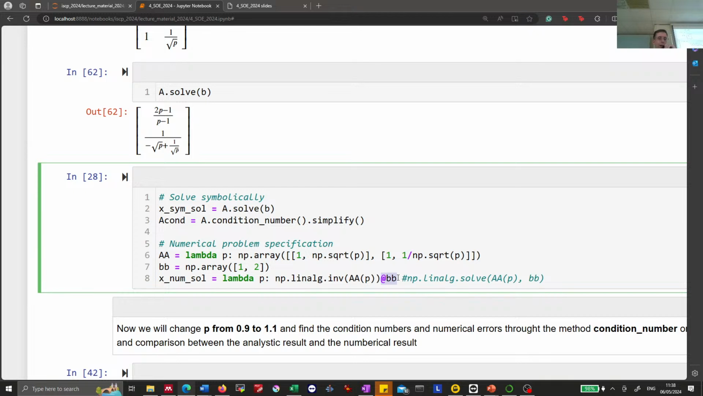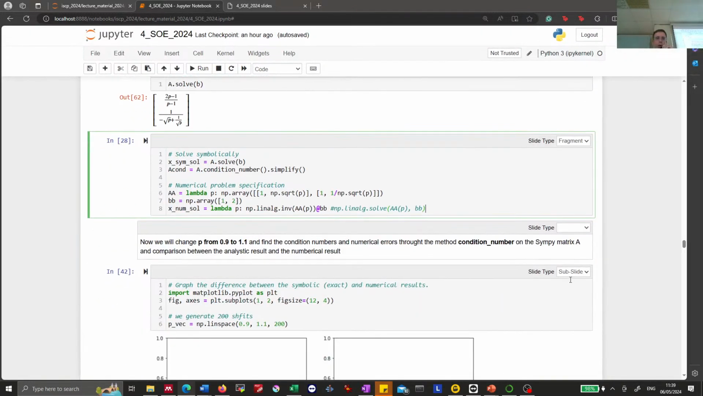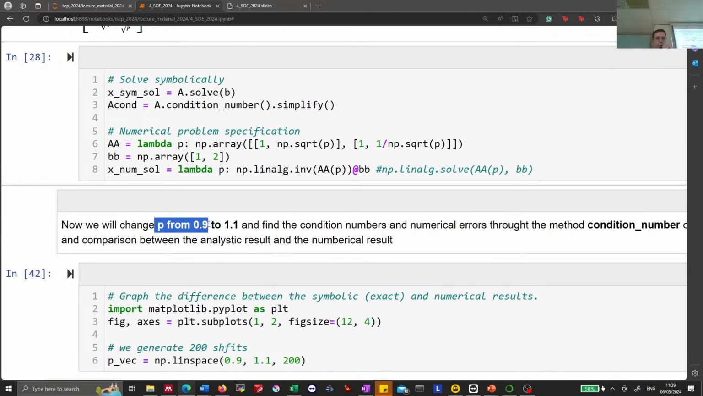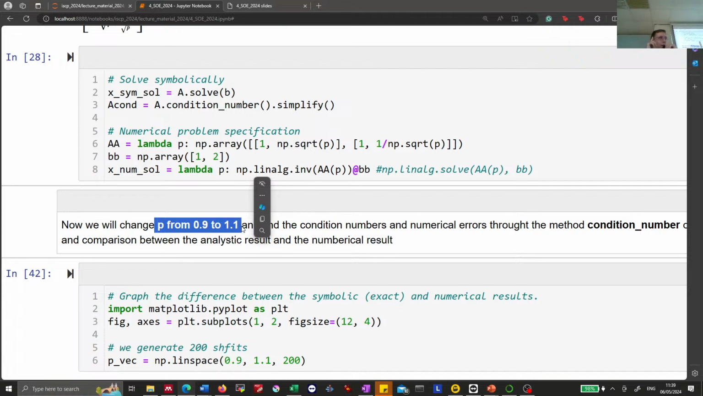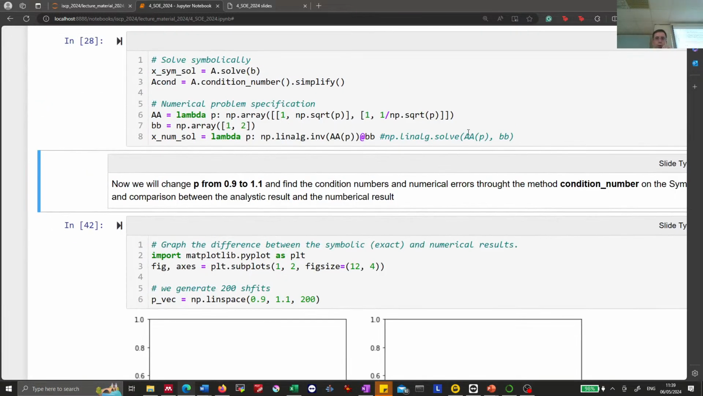So far so good. So X equals the inverse of A, this part, times B. Alternatively, you also can use NumPy linear algebra solve, also works. So you have two options here, either this or solve in NumPy. Now the values for P, we will scan from 0.9 to 1.1. And the critical part is where P equals 1, because then we have linearly dependent vectors in our matrix A. When we do this, we also compute our condition number as a value of P and record the results, one analytic and one numerical.